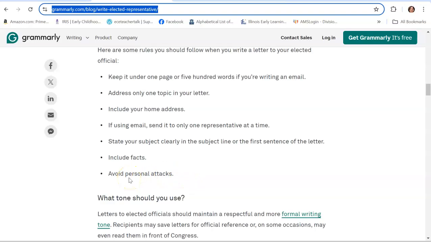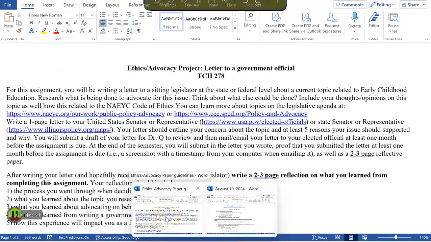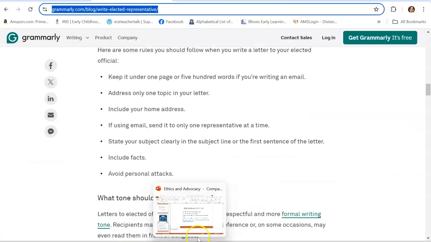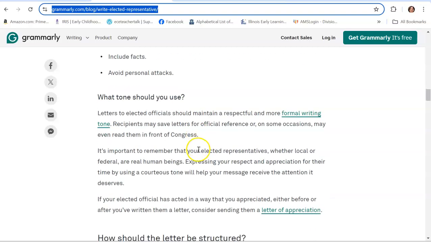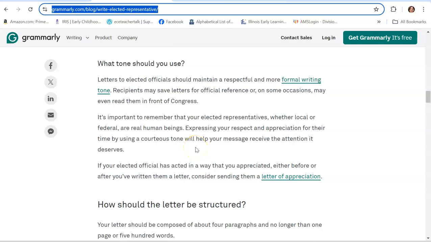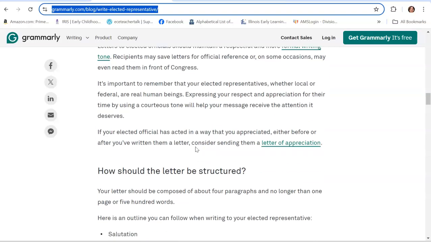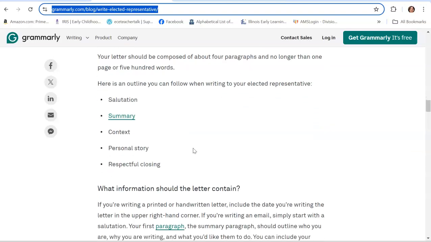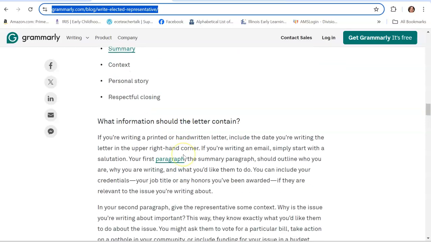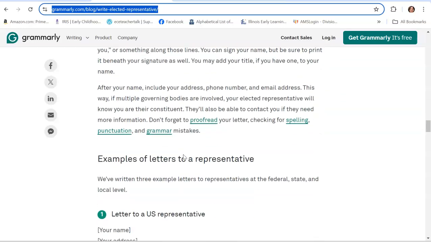If you are writing somebody who hasn't voted for the topic or hasn't been on the same side as where you think they should be, and you're trying to convince them to vote a certain way, don't attack them for their previous voting record. Just encourage them to vote in the way that you would like for them to. Okay. Use formal writing. Remember, you're writing a formal person. This should be respectful.